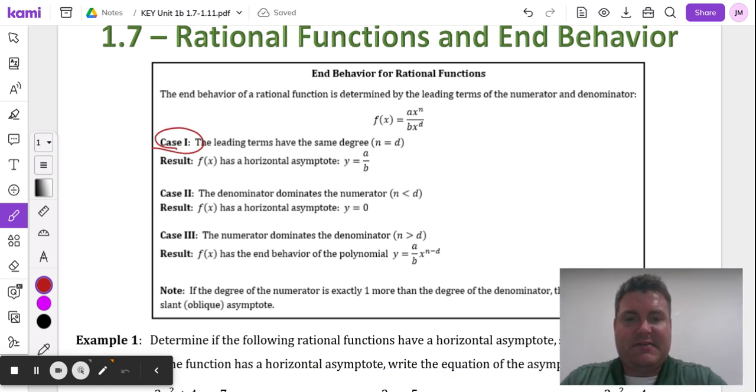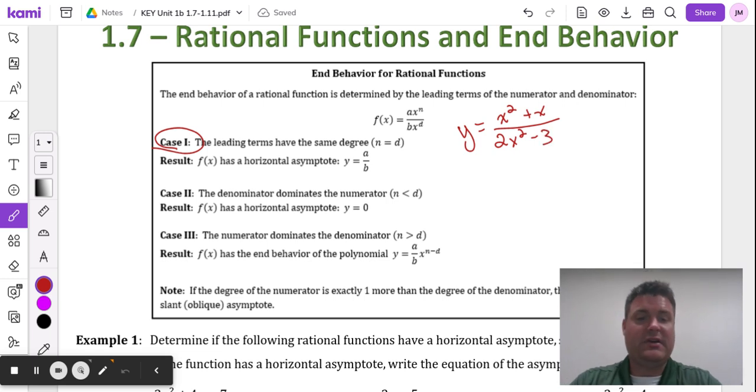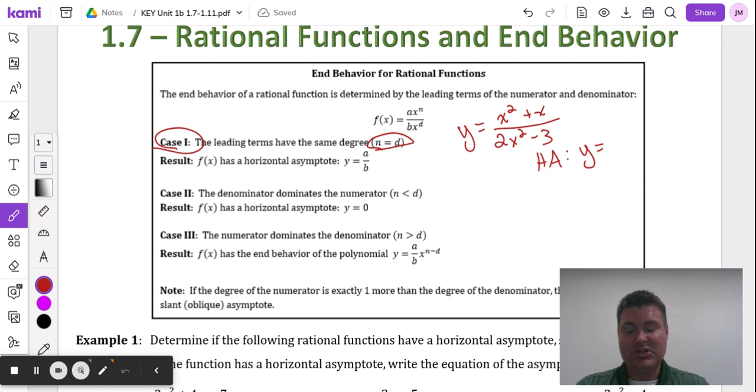That means that if I have some function like y equals x squared plus x all over 2x squared minus 3, whatever it is, the degree on the top is 2 and the degree on the bottom is 2. So that's when we have the same degree. Our horizontal asymptote, I'll write HA for horizontal asymptote, is no funny business here. We're going to look at the leading coefficients in each of those because we have the same degree on top and bottom. So y equals 1 over 2.